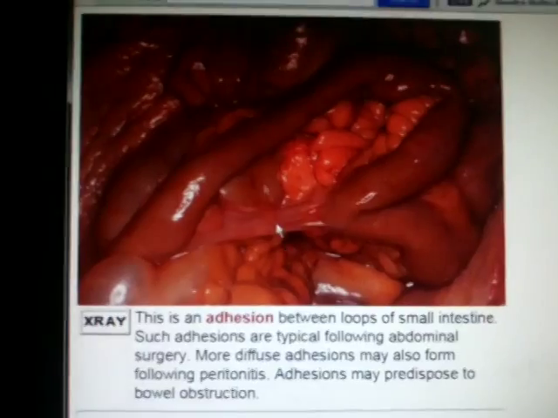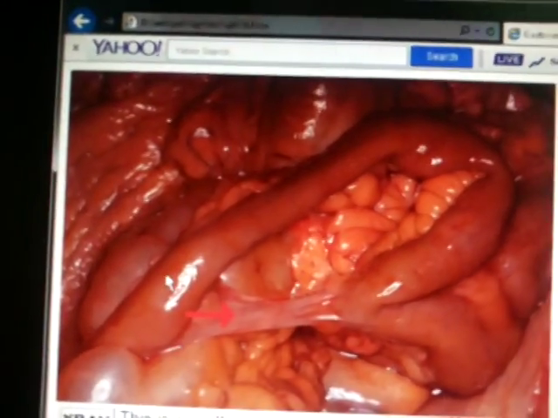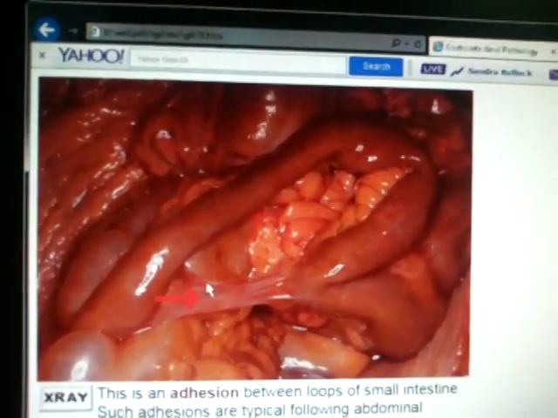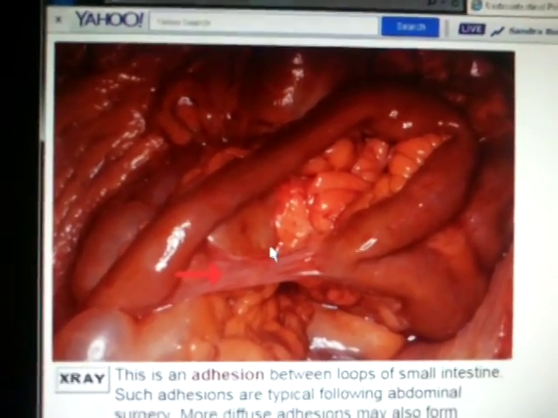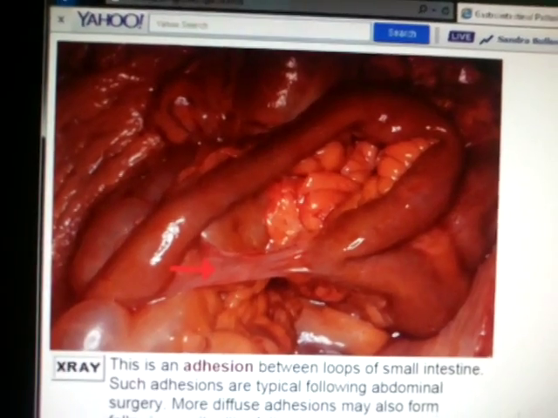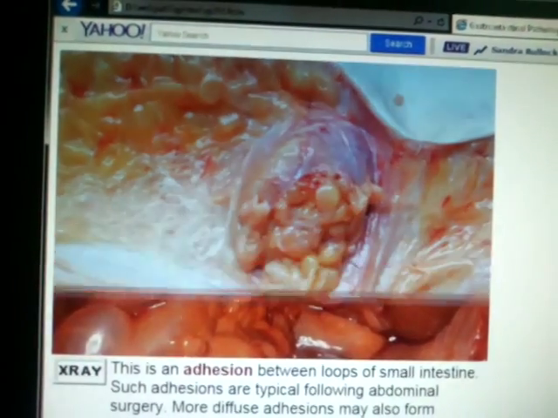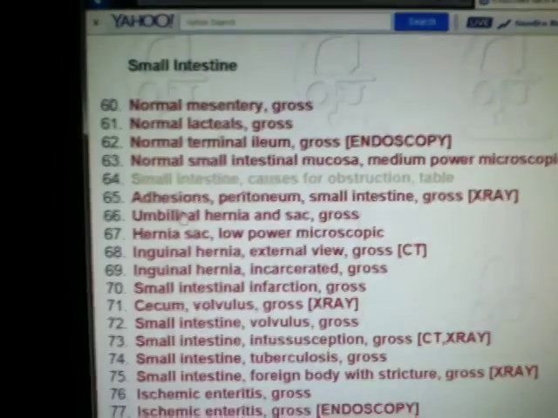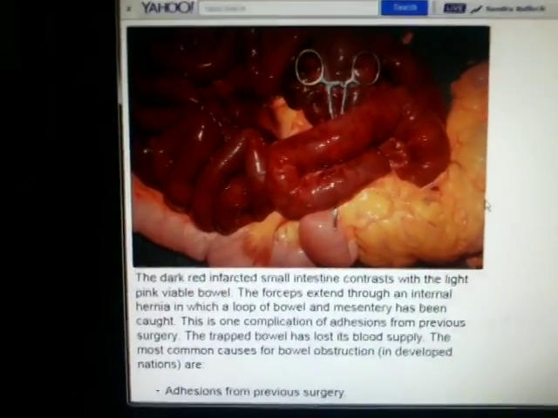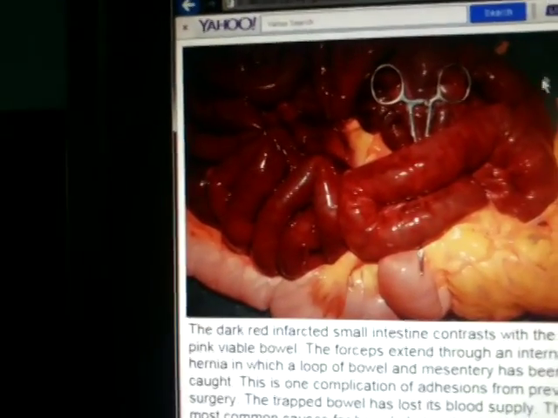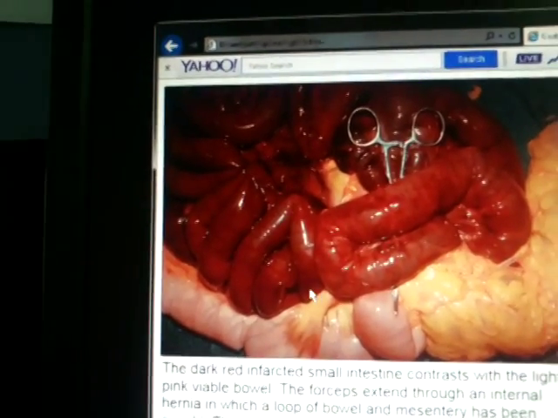This is a gross appearance of the adhesion here in the abdomen. You can identify the fibrous band that connects these two loops together, and that will lead to adhesion, compression, and obstruction. Another example for intestinal obstruction. This is a long-standing obstruction because the bowel has undergone infarction.